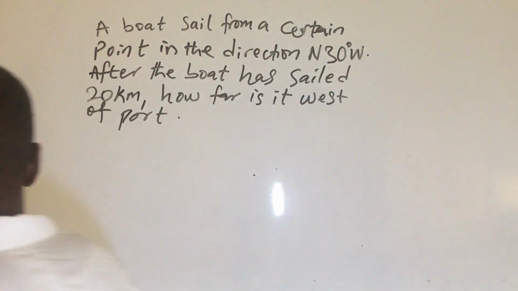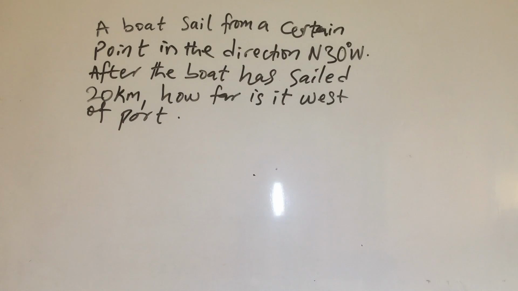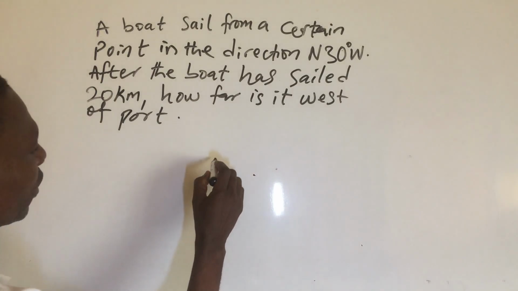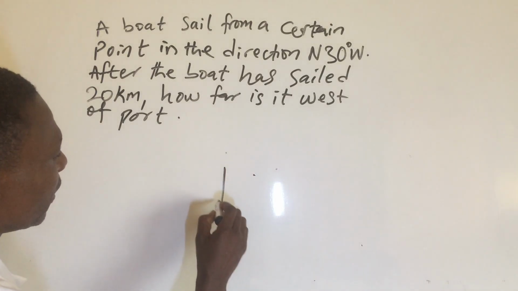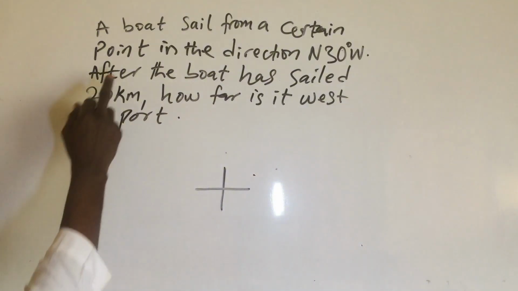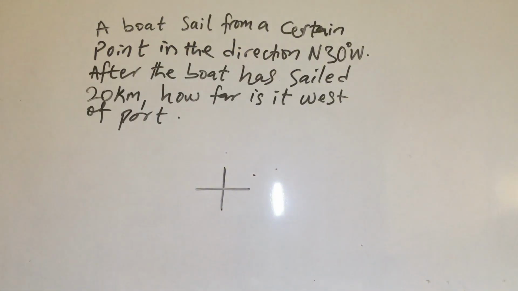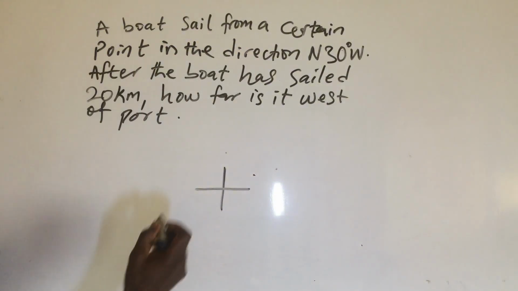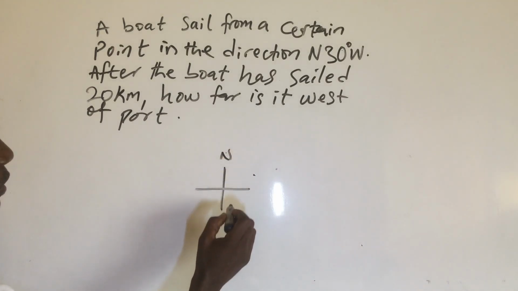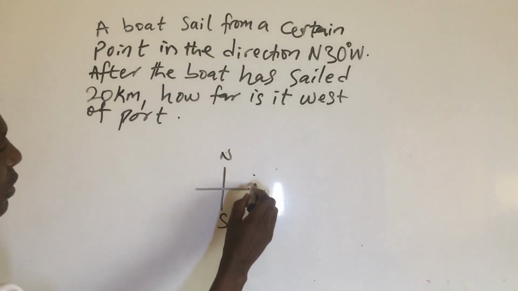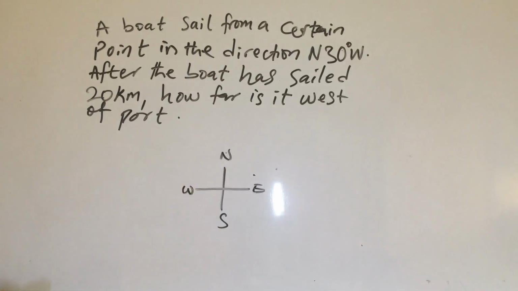Okay. Now, the first thing is to understand the question. Then the second thing is to sketch it before you find the answer by calculation. Let us say the point they are talking about is from here, because they say a boat sailed from a certain point. Let that point be here, with north, south, east, and west. That is the point here.